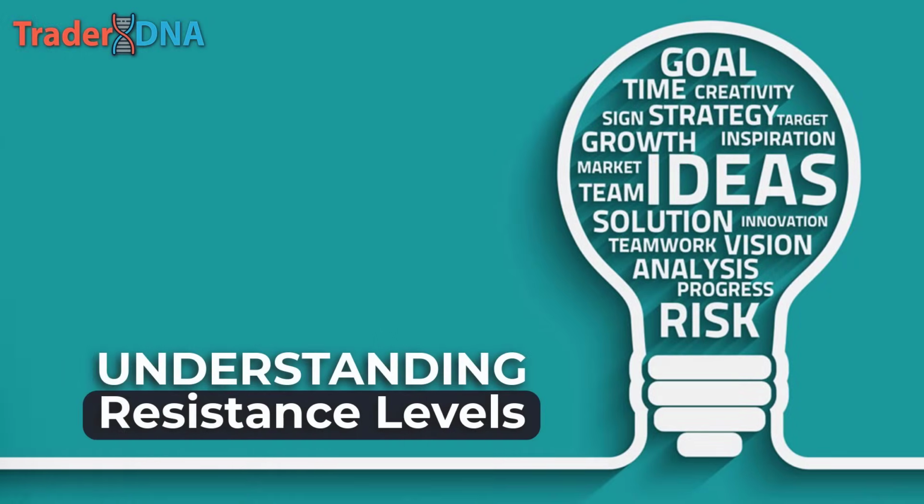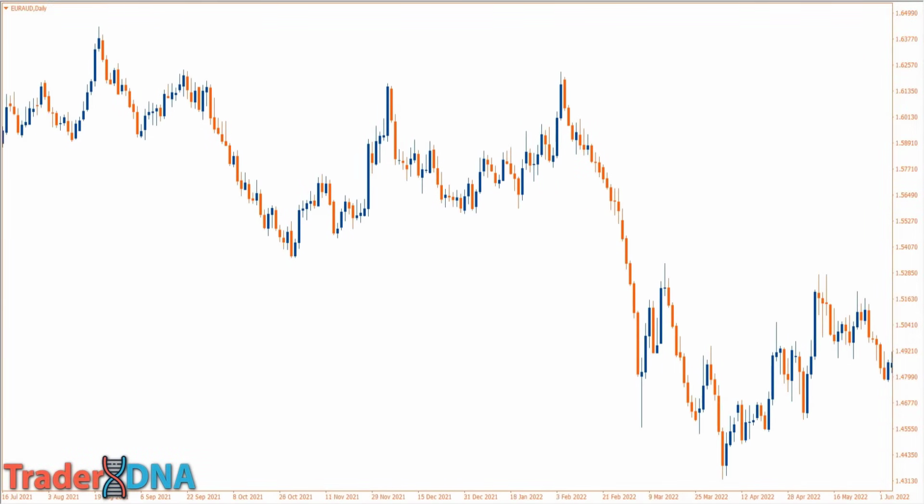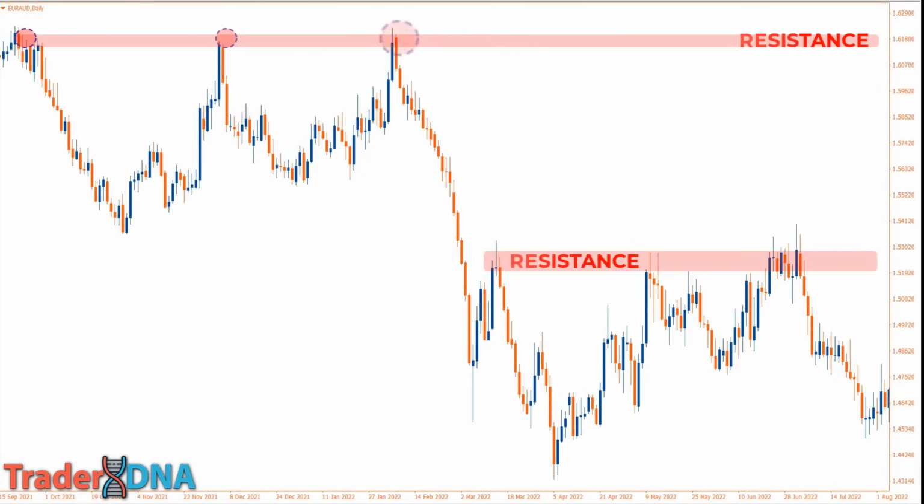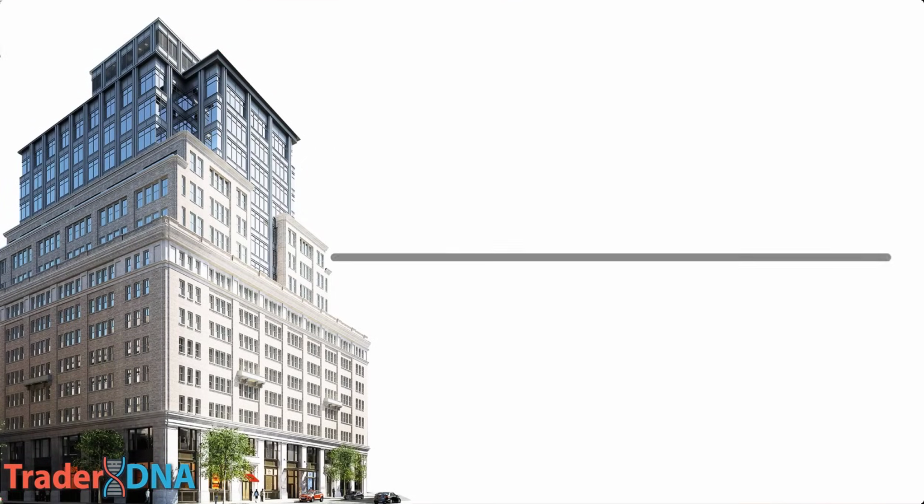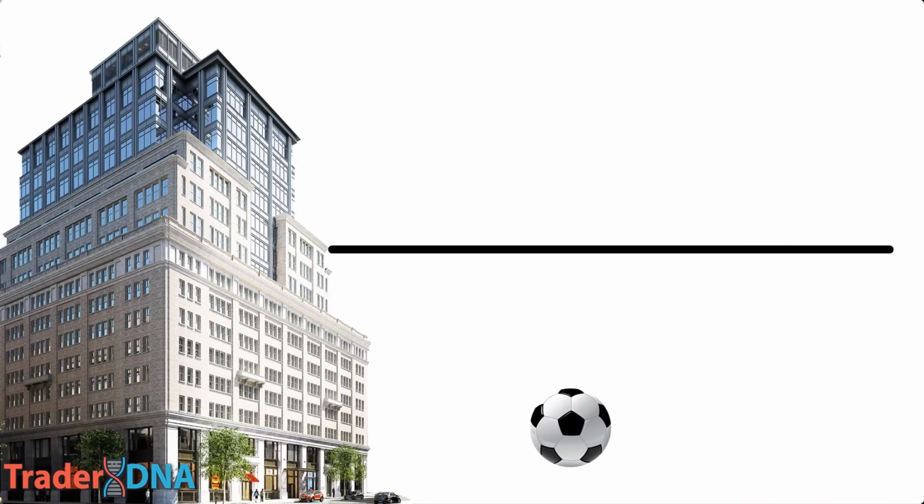Understanding resistance levels. Resistance levels represent price areas where an asset struggles to rise above during a specific time period. Think of resistance like the roof of a building that's tough to break through. If a ball is thrown up and hits the roof, it bounces back down. And if the ball manages to break through the roof, it can freely move higher.